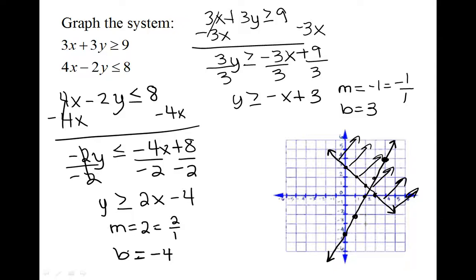I haven't gotten any of my points mixed up. Okay, and since y is greater than or equal to 2x minus 4, we know that we're going to shade the region above that line. So you can see that they're going to overlap in this region right here. Okay, so that's how you would graph that system of linear inequalities.